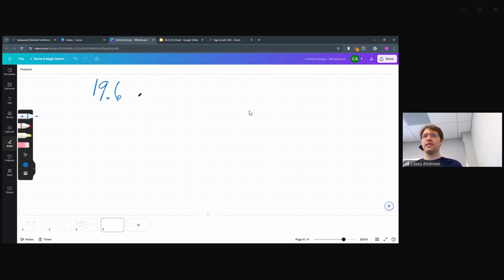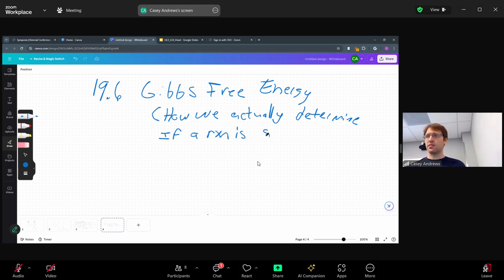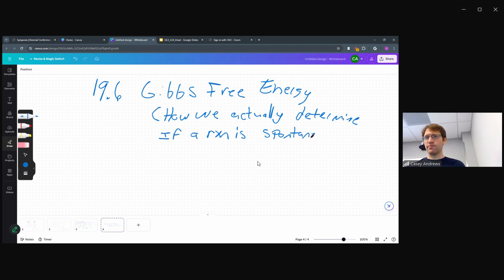Our next topic is 19.6, which is Gibbs free energy, or how we actually determine if a reaction is spontaneous. And so to start this discussion, I'm going to write down the equation we were just working with.